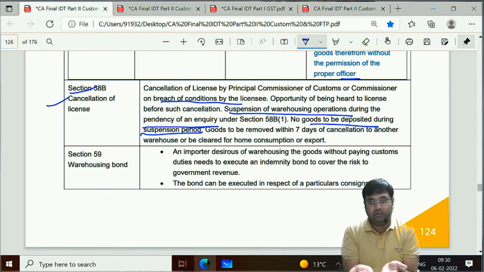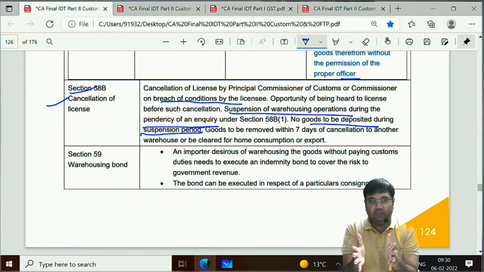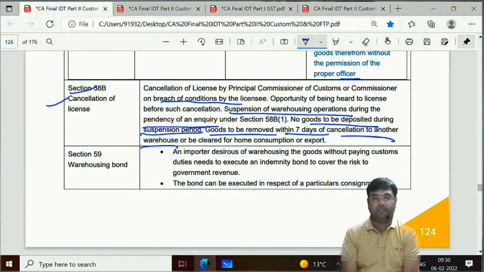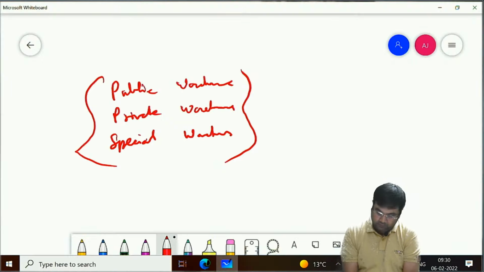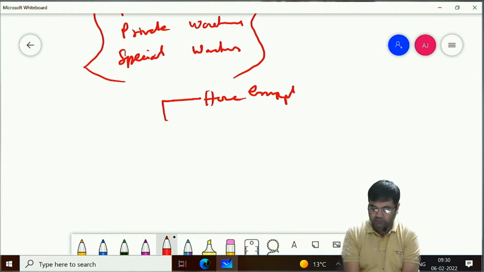Goods already deposited there, because in the suspension period no new goods are going to come, but goods are already there. What is going to happen to that? So this says goods to be removed within 7 days of cancellation to another warehouse. So what is the option now in front of the importer? Go for home consumption within 7 days. Choice is given to him. Deposit in another warehouse within 7 days.